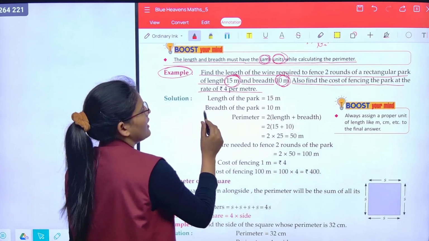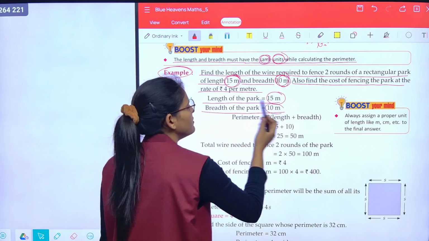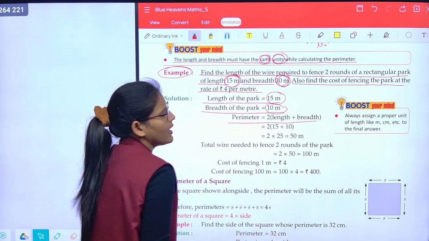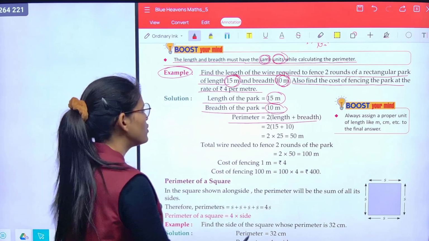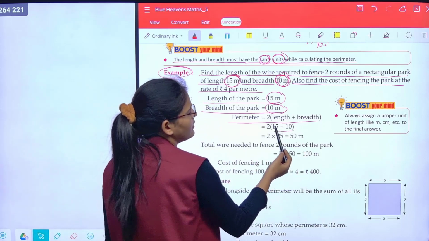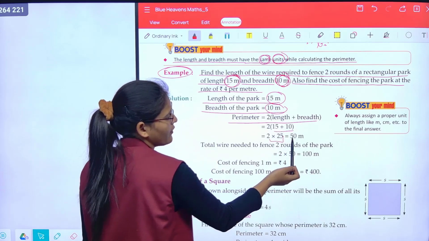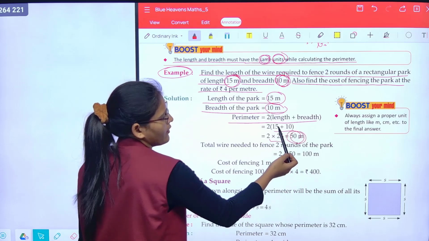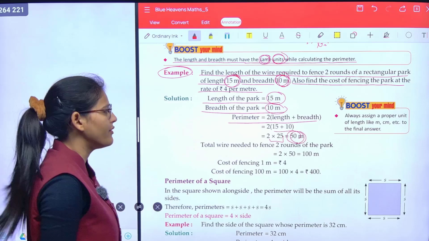क्या C? Length of the park 15 meter, breadth of the park 10 meter. पैरामीटर क्या होता है क्लास रेक्टेंगुलर का? 2 इंटू लेंथ प्लस ब्रेथ. तो 2 मल्टीप्लाई लेंथ 15, ब्रेथ 10, तो 2 मल्टीप्लाई 25, 50. ओके, 15 प्लस 10 25 and 25 multiplied by 2 is equal to 50 meter.